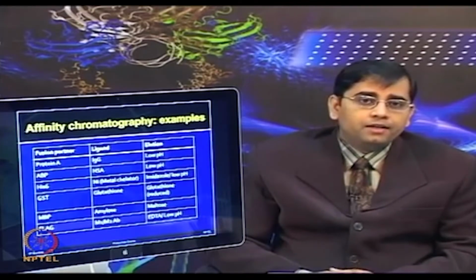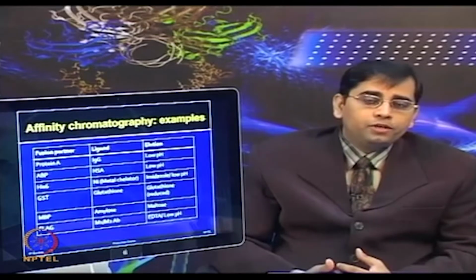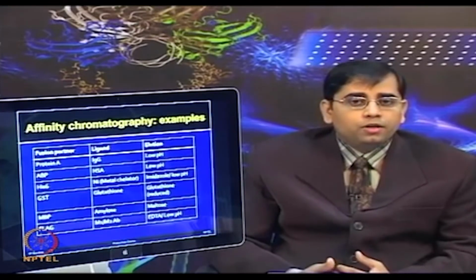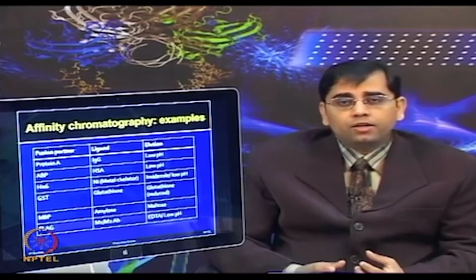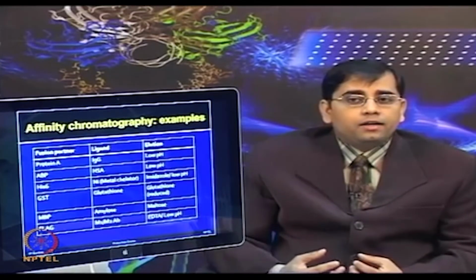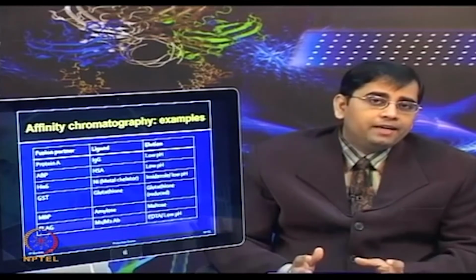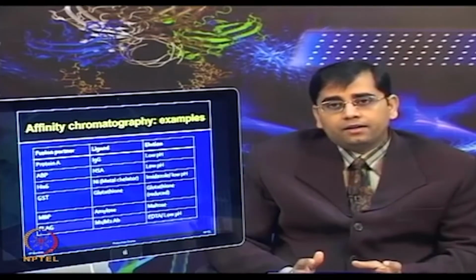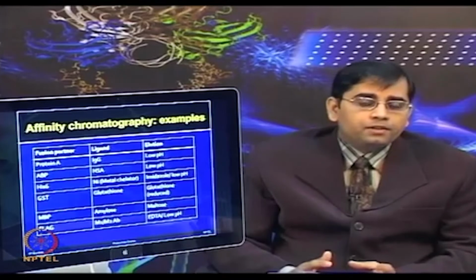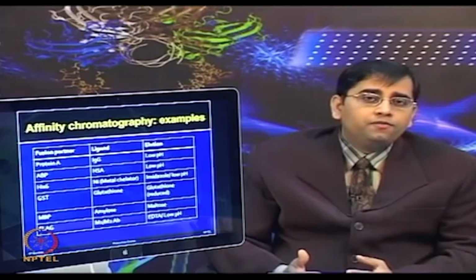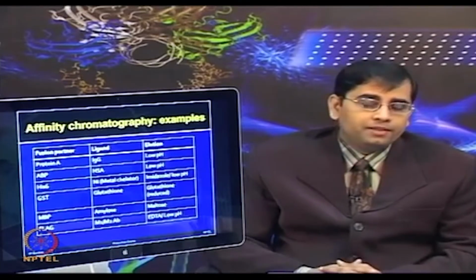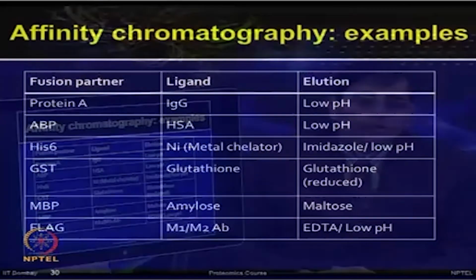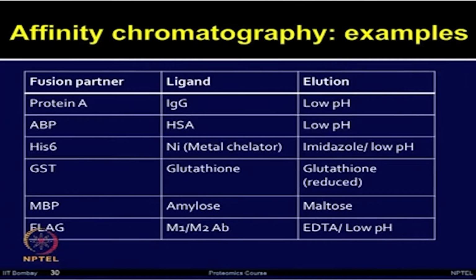Another strategy is that concanavalin A protein binds to glucose molecules. So, by adding a concentrated solution of glucose, the glucose can displace the molecules attached to the binding site of concanavalin A. But these are only a few examples. There are many other examples where different types of fusion partners and ligands are used for the affinity chromatography method. As shown in this slide, protein A binds with IgG, and the proteins can be eluted by lowering the pH.